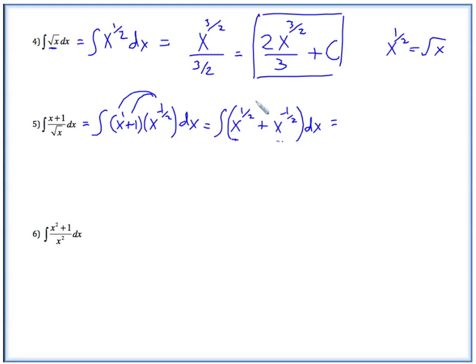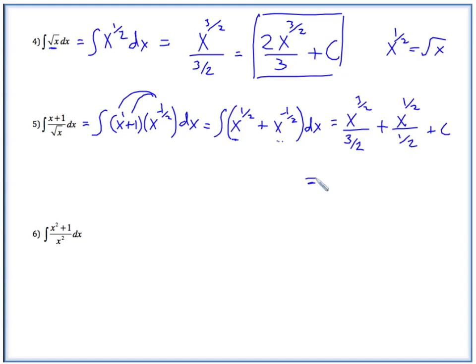So for x to the 1/2, we already found that it was... So x to the 1/2. So we add 1 here and divide by that same number. Now x to the negative 1/2, we want to add 1. So negative 1/2 plus 1 is 1/2. And divide by that number. And we have our plus c, of course.